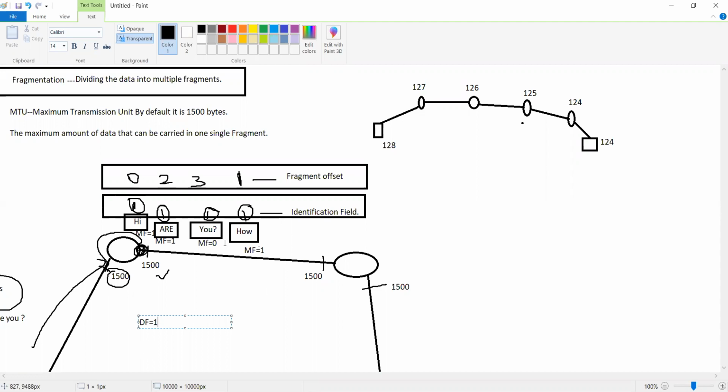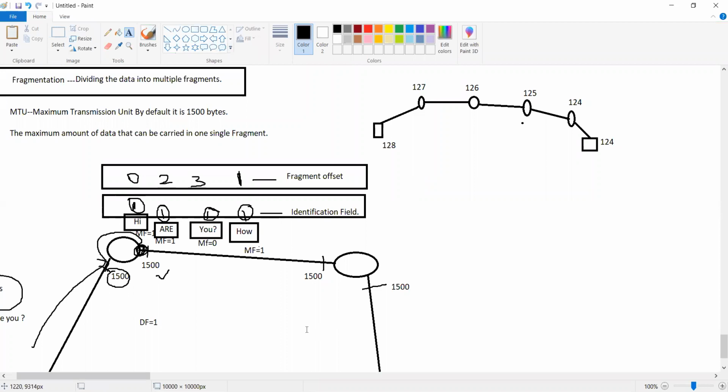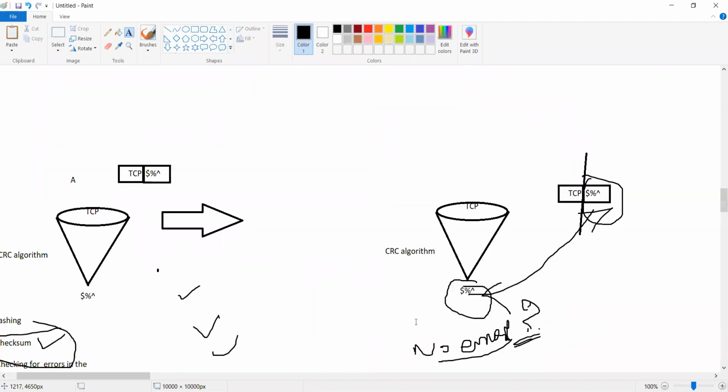So this is do not fragment. More fragments means more fragments are coming. Do not fragment means please don't do any fragmentation, even if the data size is more. Okay, clear. Now let's get back to our scenario.